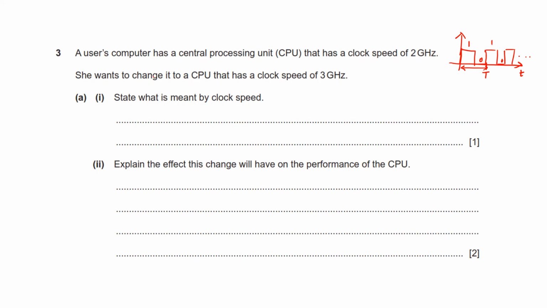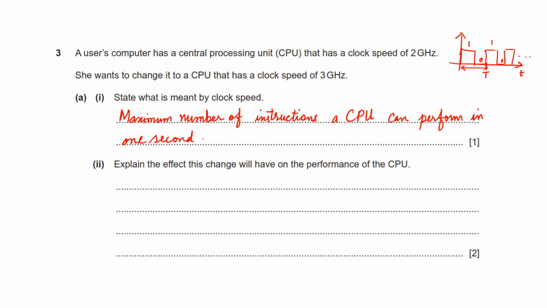So we can simply say that the maximum number of instructions a CPU can perform in 1 second is called the clock frequency.